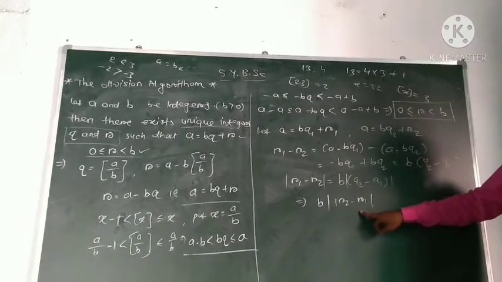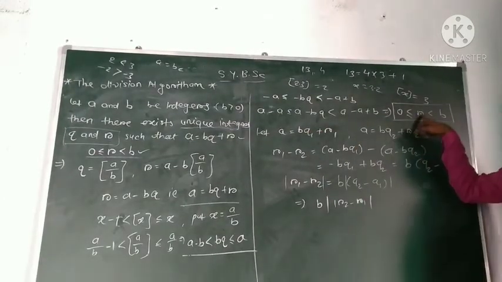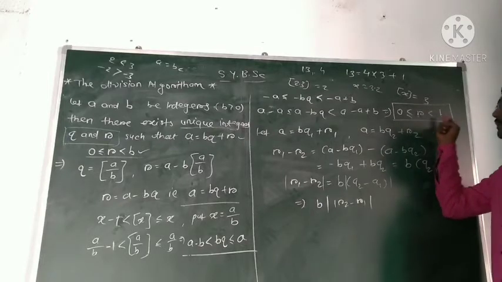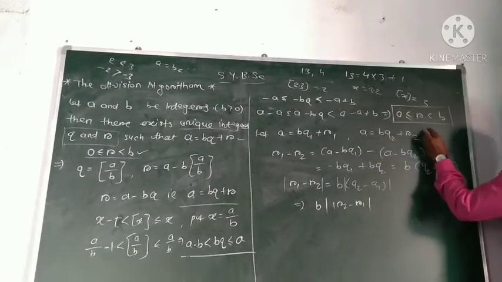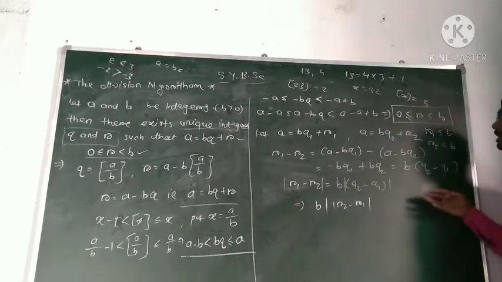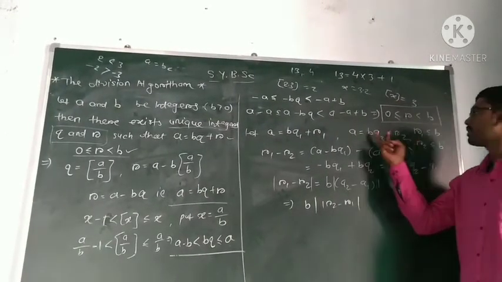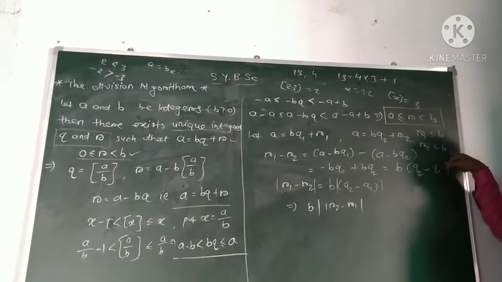Now see, here A is equal to BQ plus R1 and A is equal to BQ plus R2. But we know that the remainder is always less than the divisor, so R is always less than B. So R1 is always less than B, and R2 is always less than B, because we already proved that the remainder is always less than the divisor. Here the remainders are R1 and R2, so both are less than the divisor B.